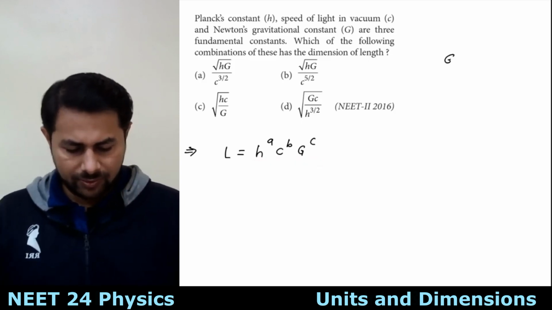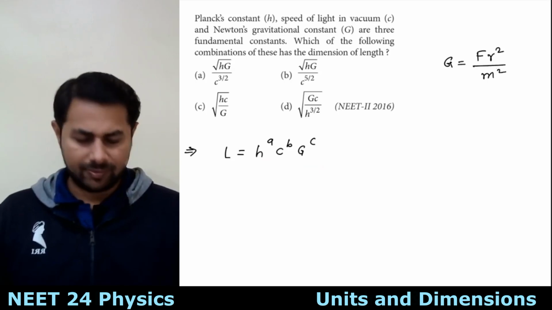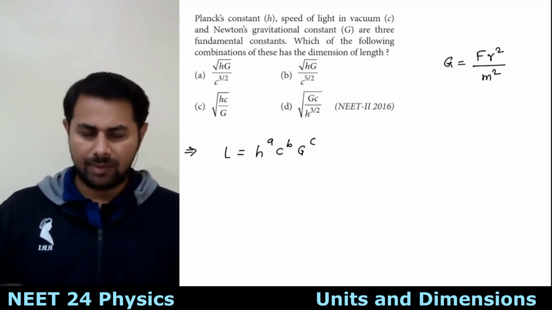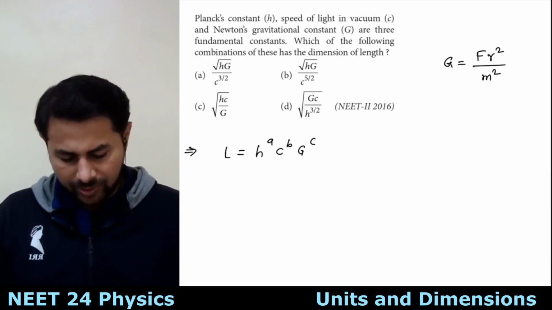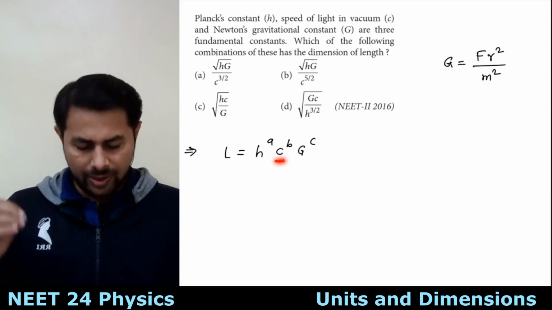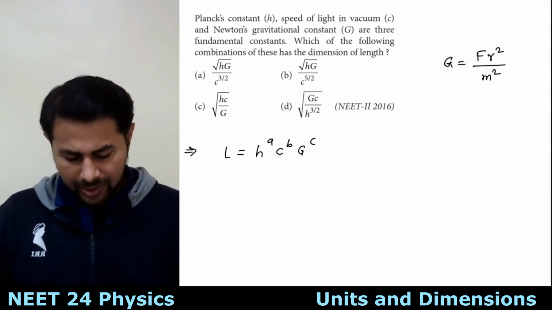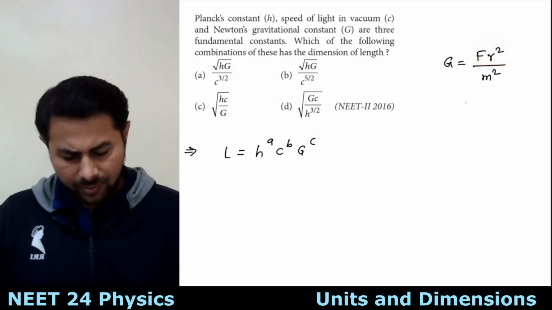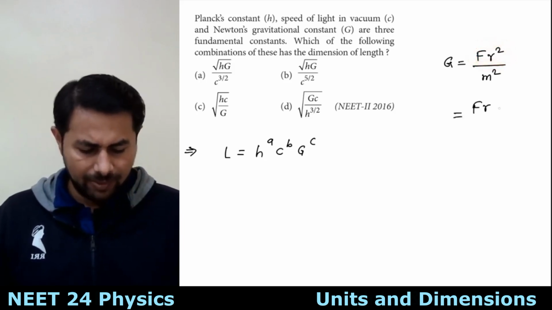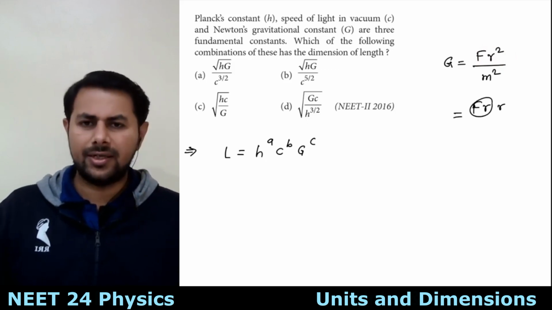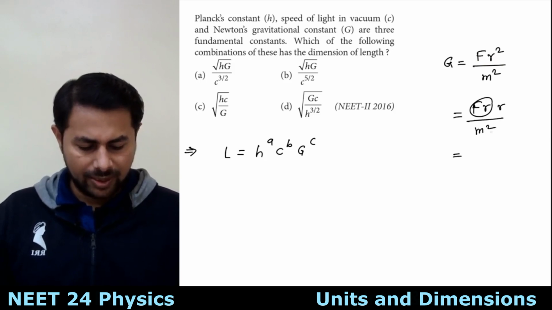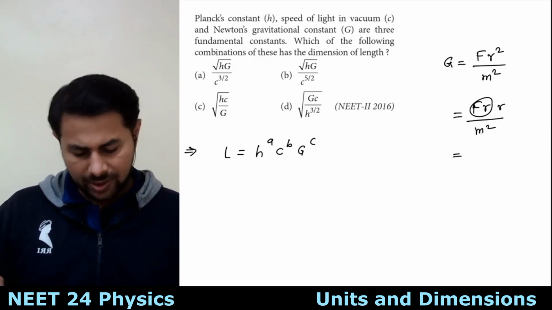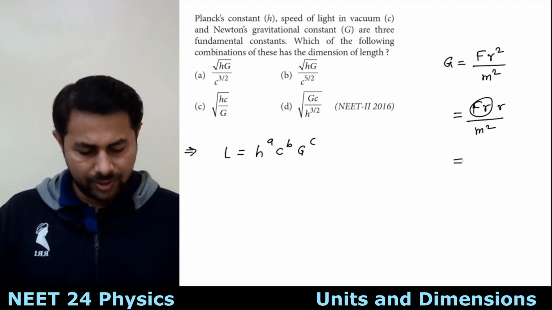So what we should do is write G, as we know, as F r square divided by m square, right? G can be written as F r square by m square. But do we have F here? We don't have F. So what we can do is, c is the velocity, right? So we can represent this in terms of velocity. So it is F r into r, and what is F r? It's energy. Force into displacement is energy, divided by m square. I want to write energy in terms of velocity.